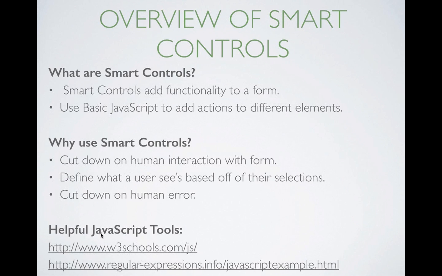The next is to define what a user sees based off of their selections going off of that option list, so they're only going to see stores for a specific state. And that third is to cut down on human error. This is so important for your data, and we want to make sure that we supply you with good data. So using the smart controls will help you cut down on that human error and make you more successful, which is our main goal.